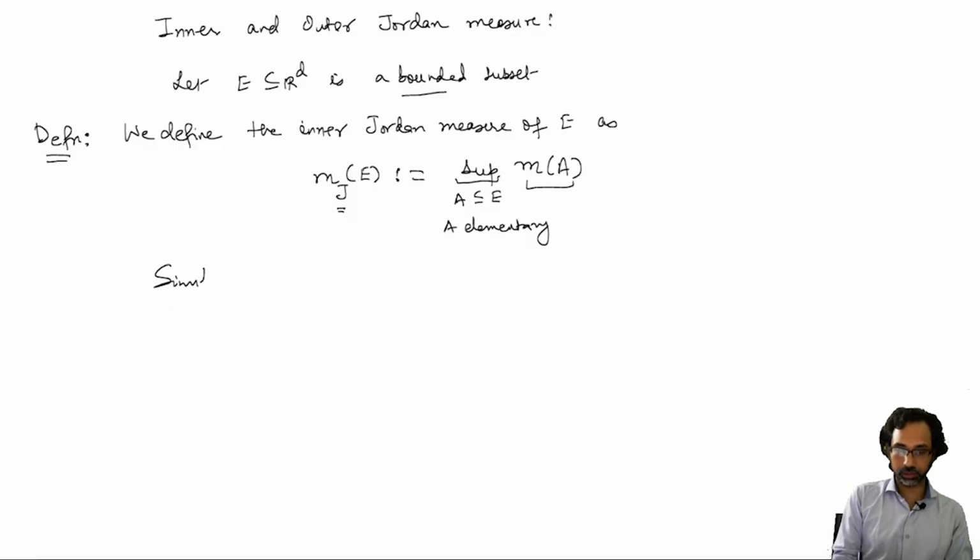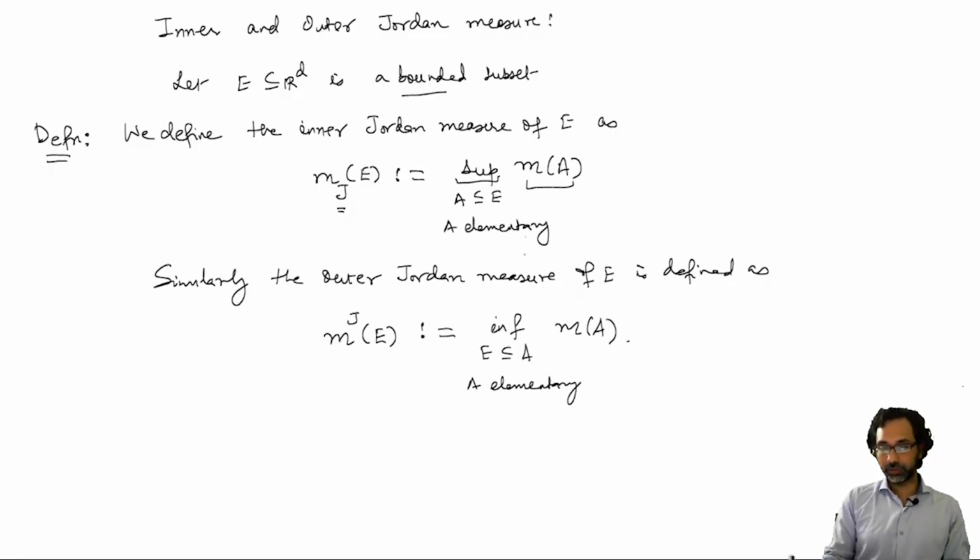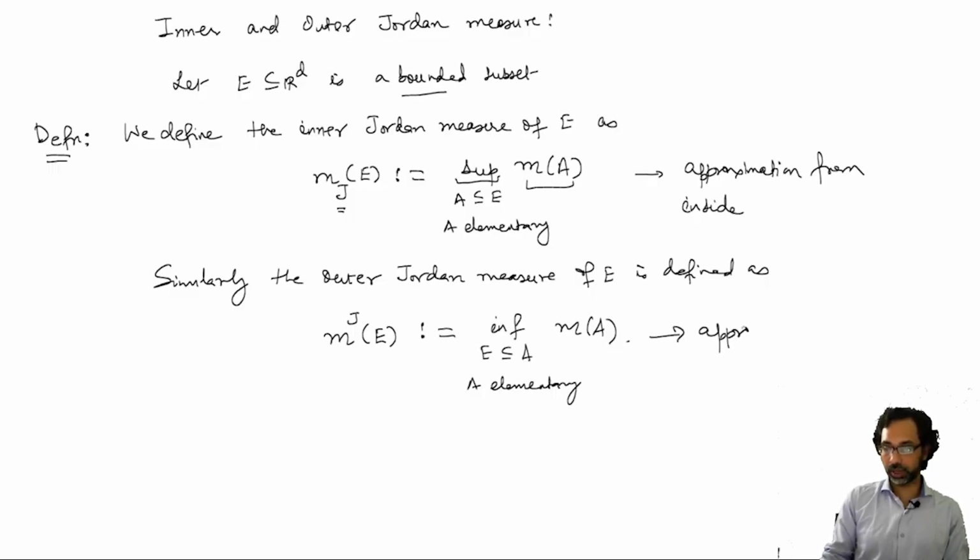Similarly, the outer Jordan measure of E is defined as, now we will denote it as M with a superscript j, and this is defined as the infimum over E subset of A elementary, of M of A. So in the first one we will approximate from inside, this is approximation from inside, and the second one is approximation from outside.